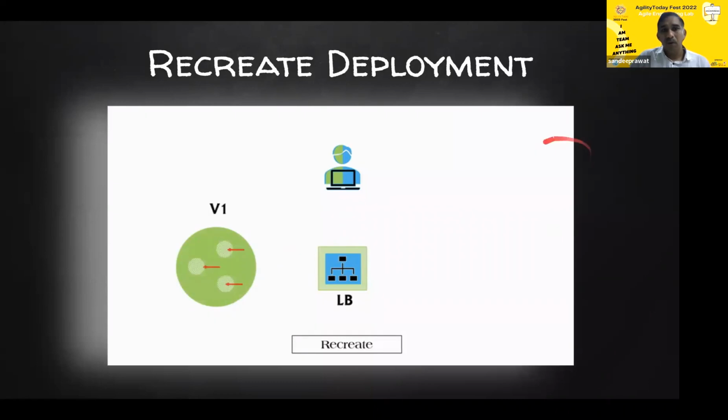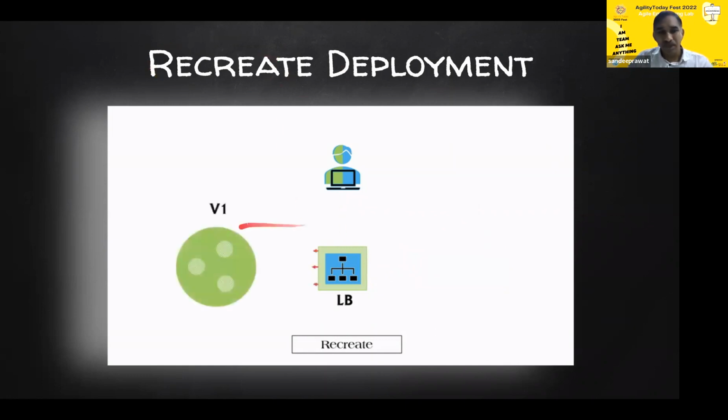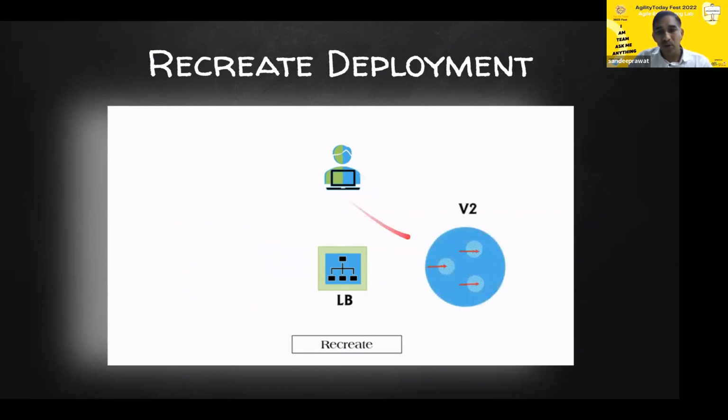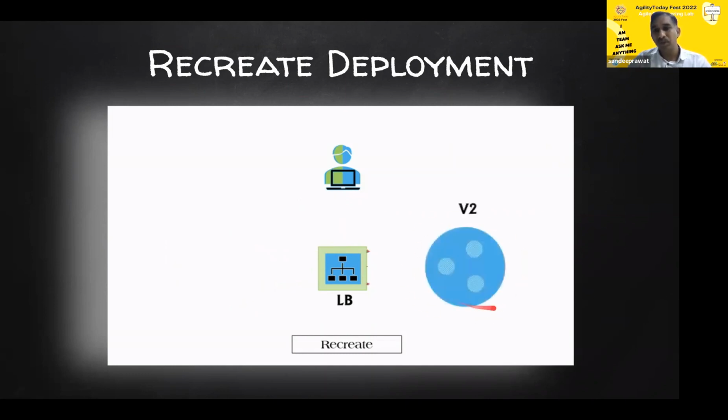Now one deployment strategy is called recreate deployment. As its name suggests, recreate means that it will recreate everything. Let's say you have version 1 of an application running and it was functioning fine. But when you want to release version 2, what will happen? It will delete everything and then create everything anew for you. So this is what recreate is.